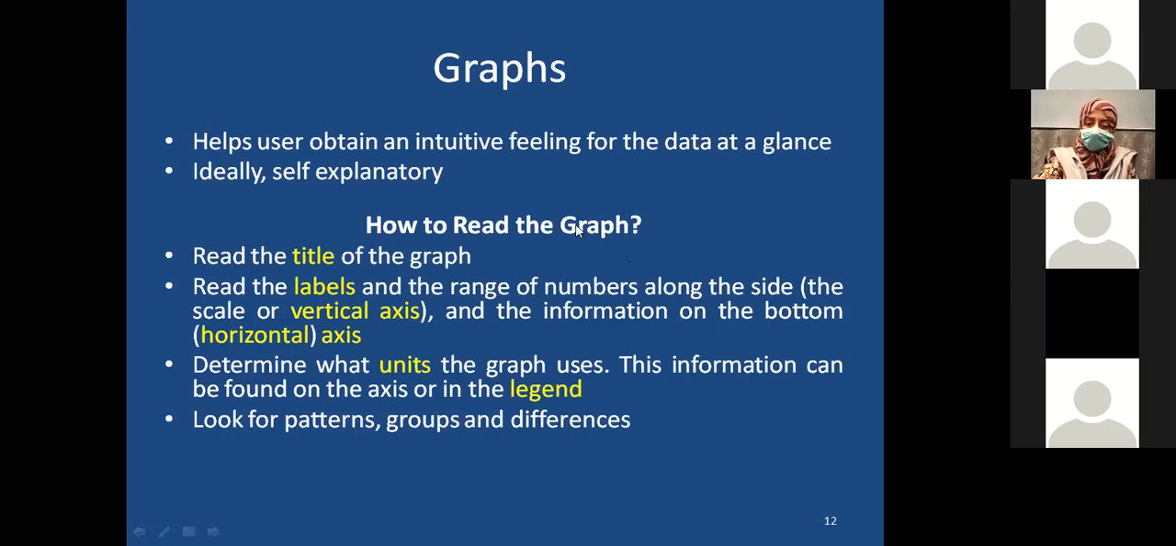And how do you read a graph? You read the title of the graph, which comes at the beginning. You read the labels and the range of the numbers along the vertical axis and the horizontal axis. You determine what units are used in the graph. Okay? And this can be given in the legends. For example, legends are some boxes that are given at the side of every graph, so that a clearer understanding can be given of each section or each part of the graph. And then you look for patterns, groups and differences in the graphs.